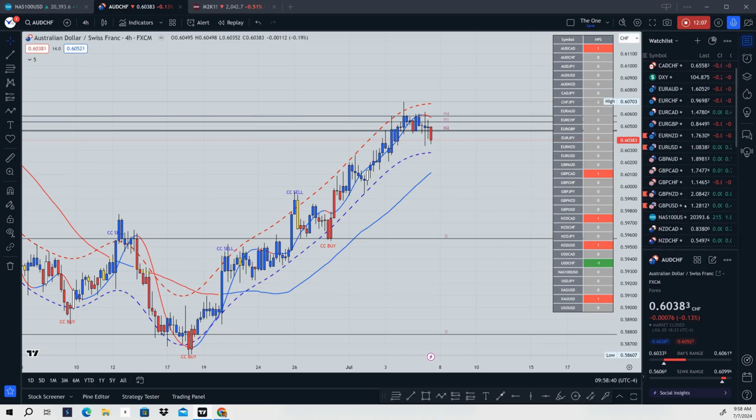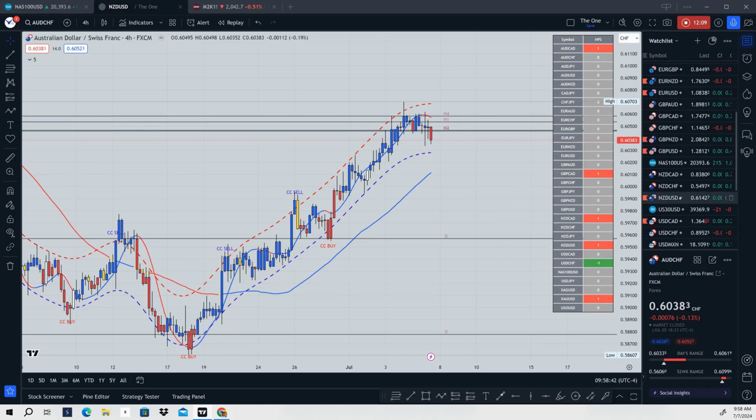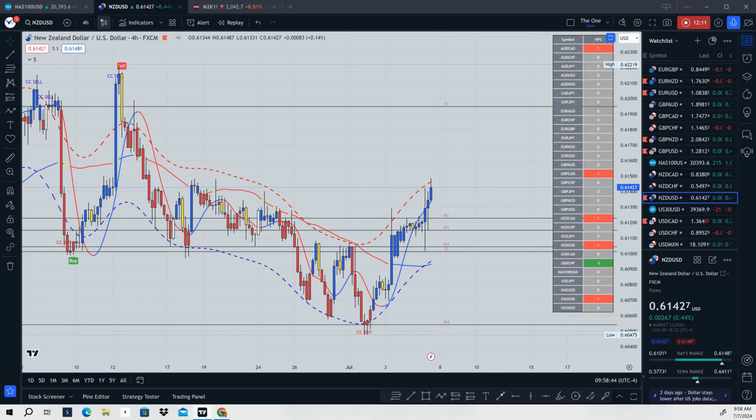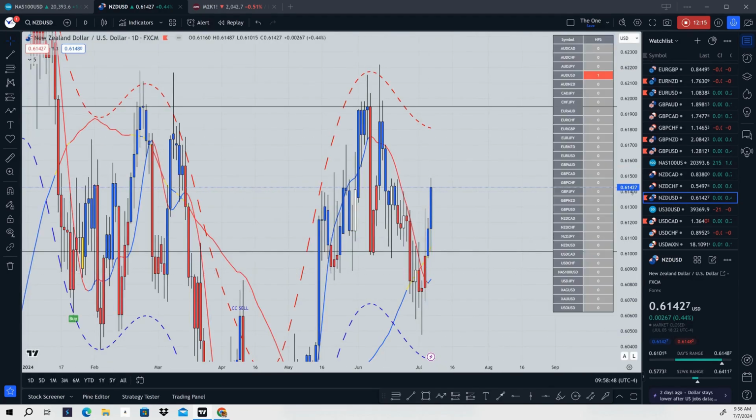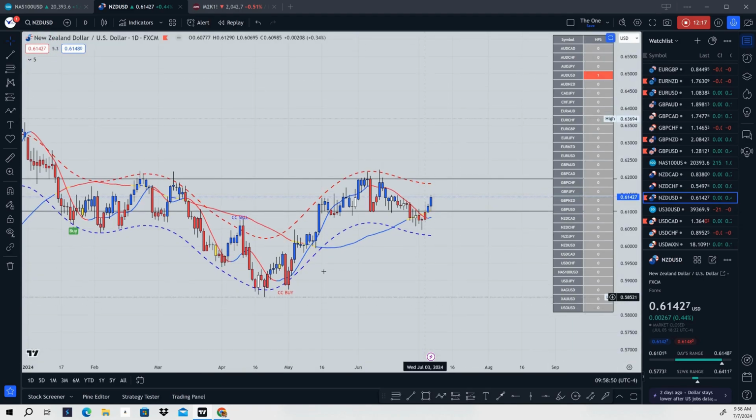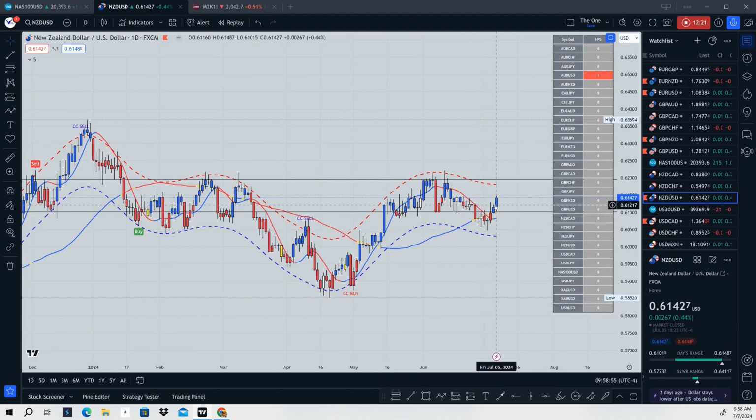Another trade that we're looking at this week is going to be NZD USD. Let's take a look at the daily time frame. Okay. What is the trend telling us? The SMA is telling us we are above the 47 moving average. That means we are bullish. We are bullish on the daily time frame.